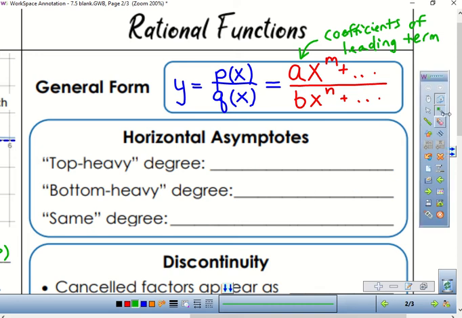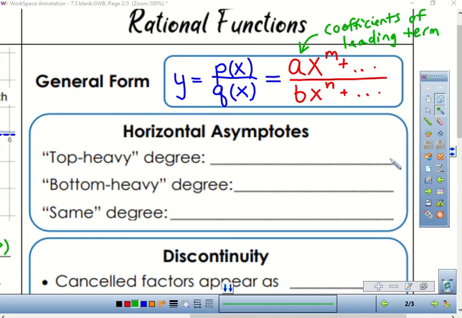All right. So now we're going to talk about the 3 different types of horizontal asymptotes that can occur when we're in general form. So does anybody remember what happens when you have a top-heavy degree? The degree on the top is bigger than the degree on the bottom. It means we have no horizontal asymptote. And this is all from 7.4 notes. And does anybody remember what the equation of the horizontal asymptote is when you have a bottom heavy degree? Y equals 0.